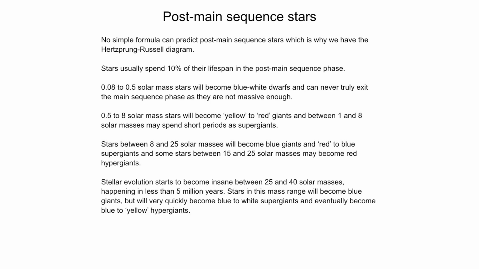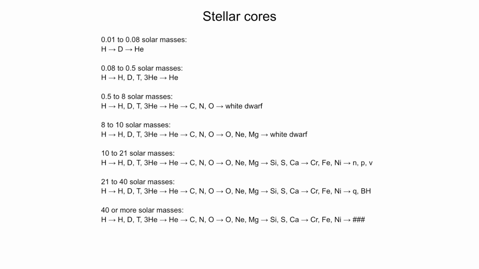At between 25 and 40 solar masses, stars stop working like normal and burn in only 5 million years. Stars in this mass range will become blue giants, but will quickly become blue to white supergiants and eventually become blue to yellow hypergiants.